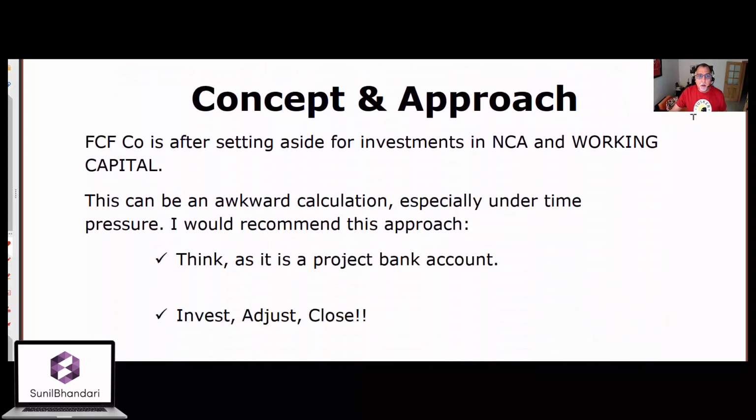The concept and approach. When we produce a net present value, an IRR, an MIRR or an APV, we've got to get to the free cash flows for the company relating to that project, the future incremental free cash flows. That includes setting aside money for investment in the non-current assets, which is the capex, and the scrap value, but also working capital flows.